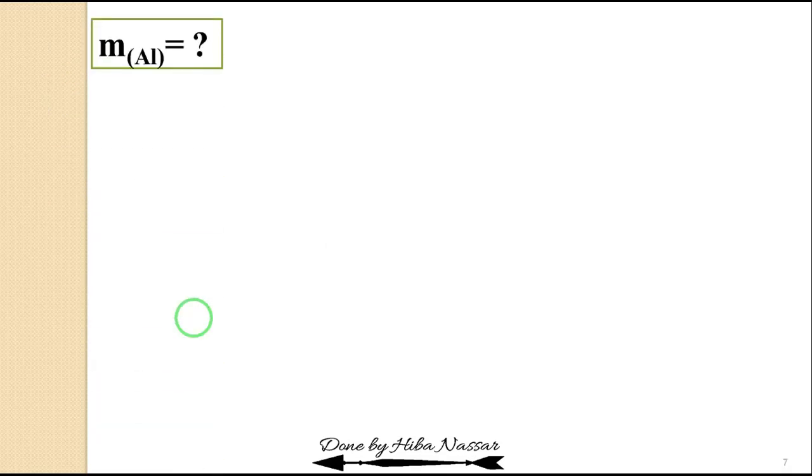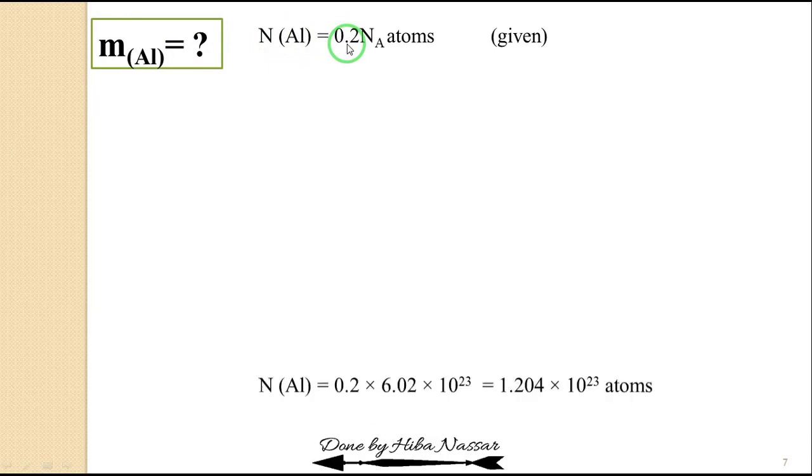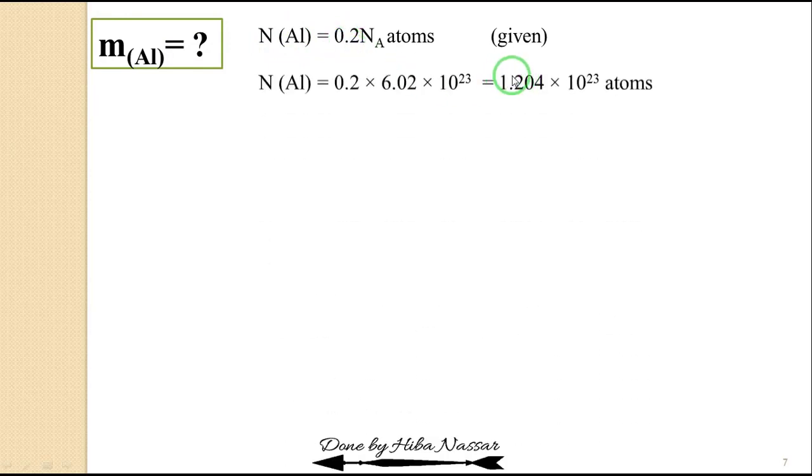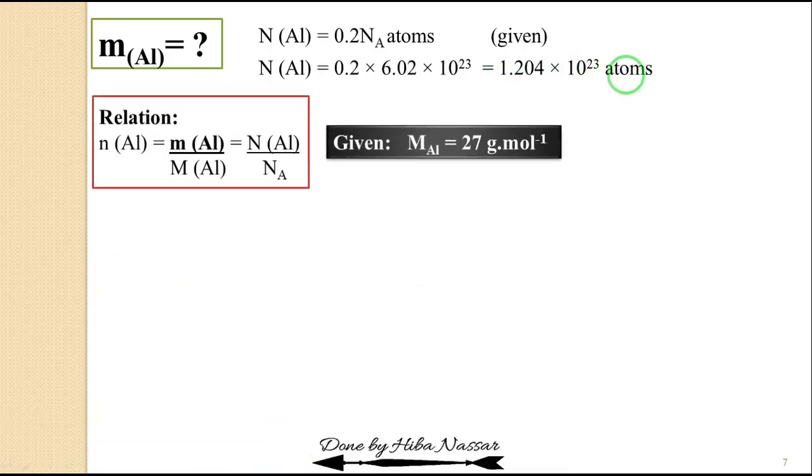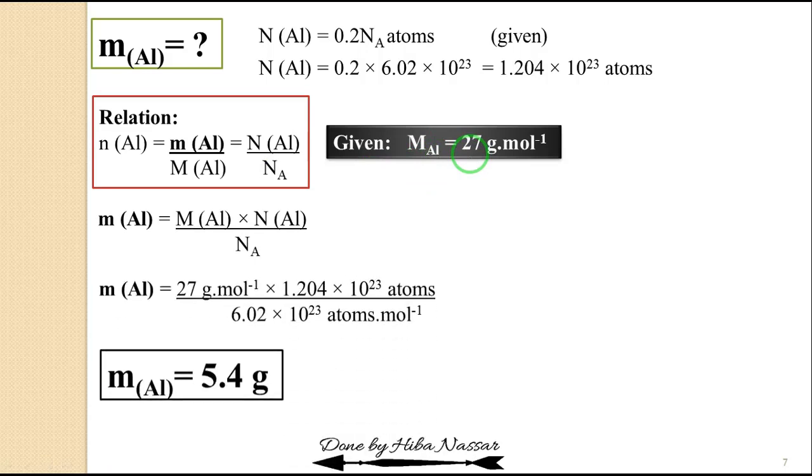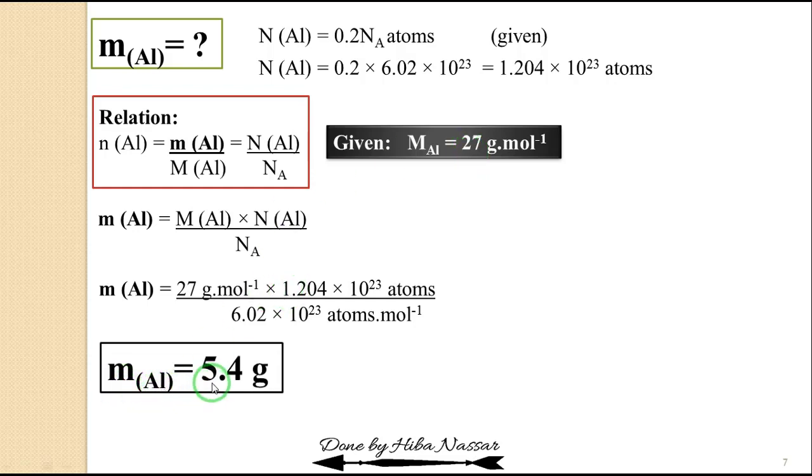Now for aluminum, the only information is that the number of aluminum atoms is equal to 0.2 times the Avogadro's number, and it would be equal to 1.204 times 10 to the power 23 atoms. So here I'm going to use the relation mass over molar mass is equal to the number of aluminum atoms divided by the Avogadro's number. And you have the molar mass for aluminum, it is equal to 27 gram per mole. So just substitute the given information and you will find that the mass of aluminum is equal exactly to 5.4 gram.